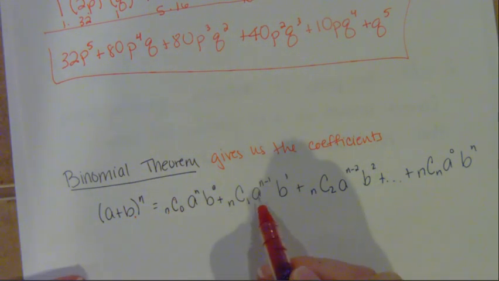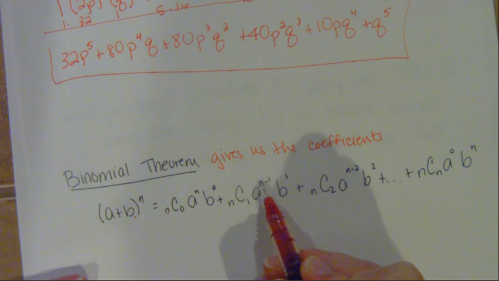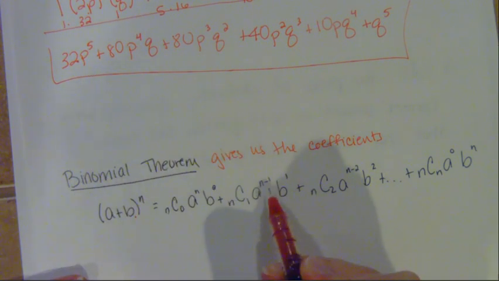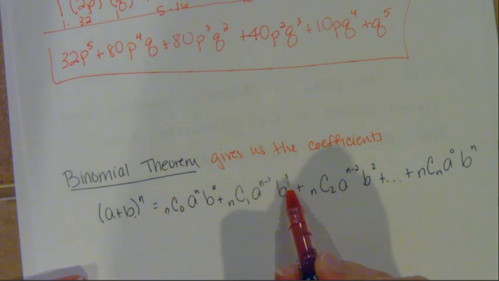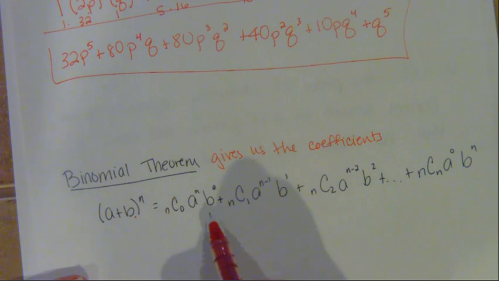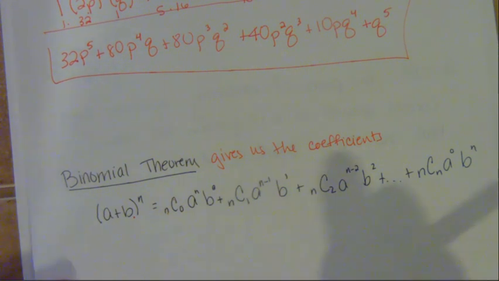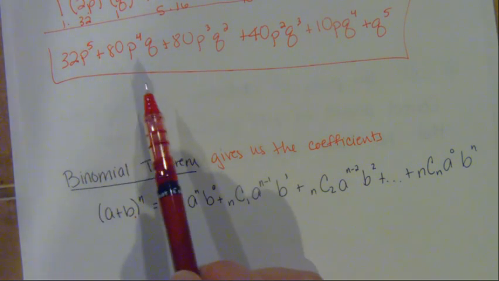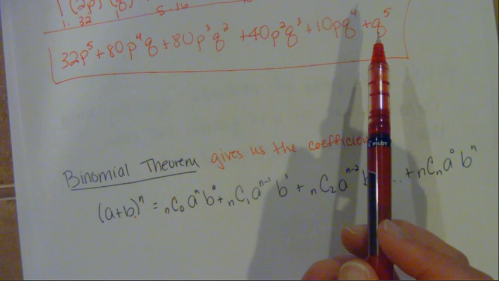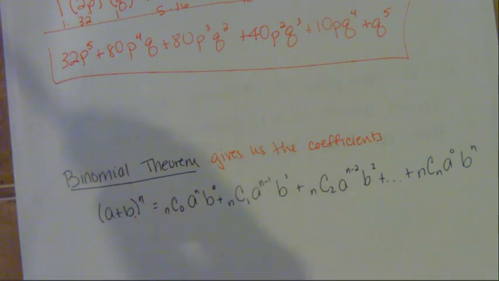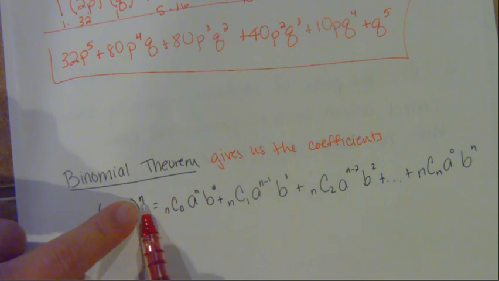And then look what happens here, a to the n minus 1. Remember, we took that p exponent and we went down 1? That's all that's happening here. And then b to the first power, right? We took that q exponent, we had 0 q's, then we went up to 1 q. That's all that's happening here. So it's just the pattern. You really have to understand that your first exponent is always going to be decreasing and your second exponent is always going to be increasing. Also notice that your exponents are always going to add up to whatever the original binomial exponent was.